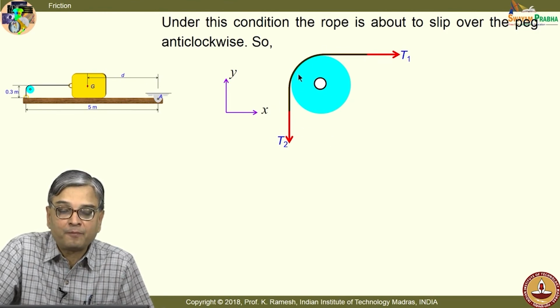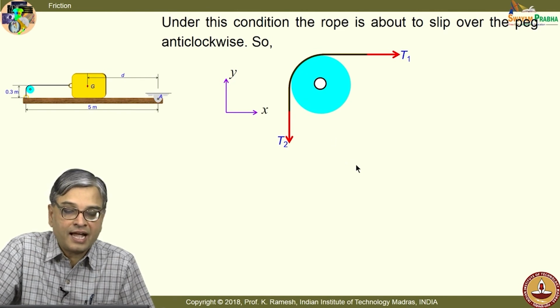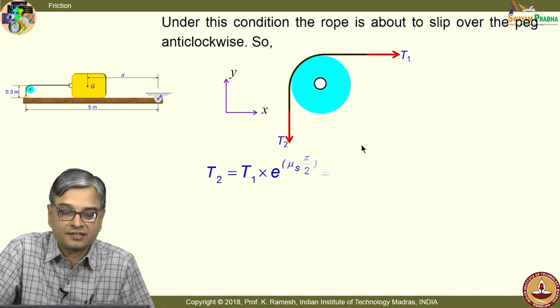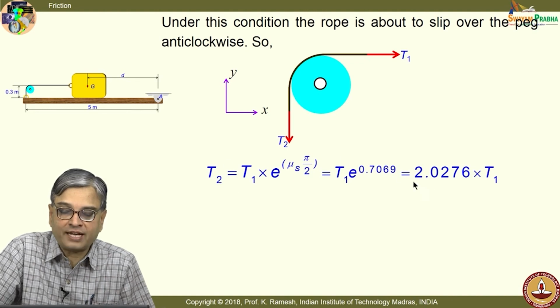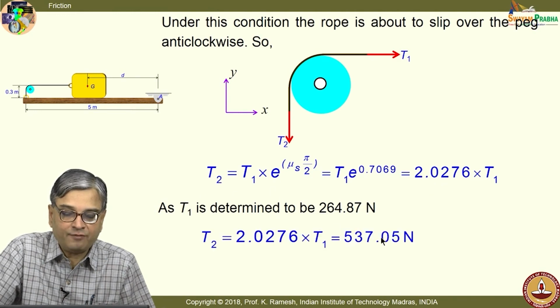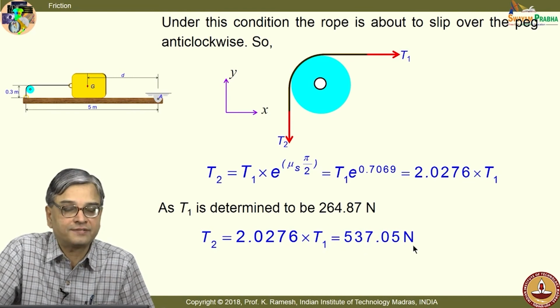Moment I put this as T1 and T2, I can handle the pulley with friction. And what is the angle of lap? We can take it as 90 degrees, that is pi by 2. So, I get T2 as 2.0276 into T1. Since we have already determined what is T1, I can get what is T2. T2 is 537.05 newtons.